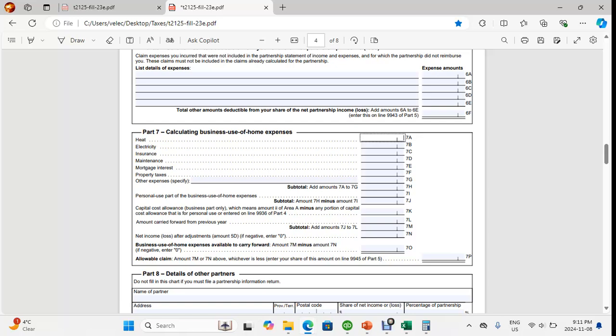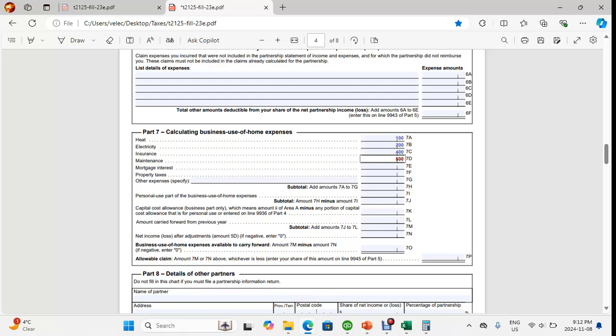So if you paid for heat for your home, for one of the rooms that you use for business, you will need to type in the total that you paid for your heat. Let's say in this case the total that you paid was $100 for heat. Electricity, let's say you paid $200 for electricity for a part of the room that you use for business. Insurance, let's say you paid $400. Maintenance, let's say repairs and renovation, you paid $500.